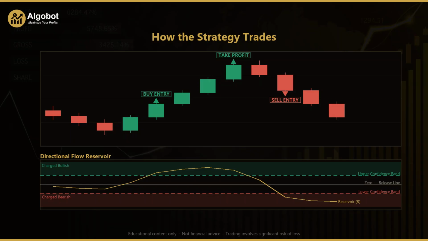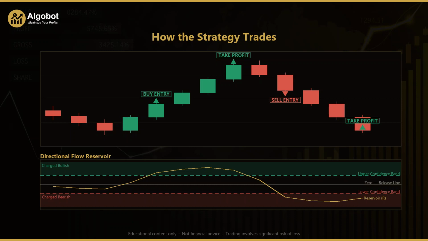The selling continues, fresh negative flow pours in, and the reservoir keeps sinking. On the sell entry candle, the reservoir drops clearly below the lower confidence band, and it is still falling compared with the previous reading. Once again, both conditions line up, this time mirrored, charged bearish and building. That is where the sell entry marker appears.